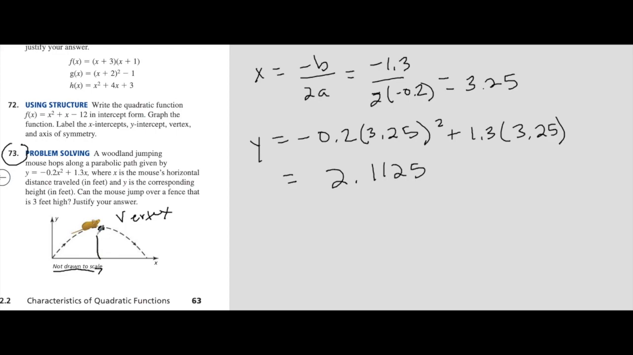That means this goes up 2.1125 feet. So, can this little mousie jump over the fence? Well, the fence is 3 feet high. This little guy can only go 2.11, so the answer is no, he cannot jump over the fence.